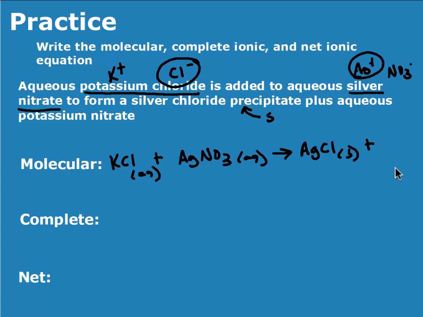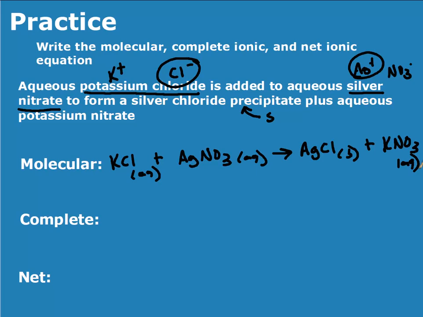Potassium nitrate, we have K with a plus and nitrate with a -1, so KNO3, and that was also aqueous. At this point, we could balance it, and in this case, it actually is already balanced. So now we're going to go and do the complete.